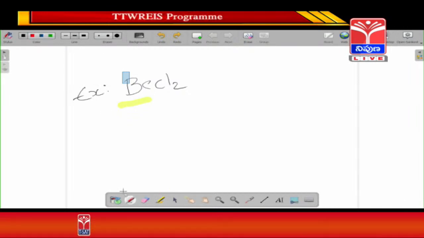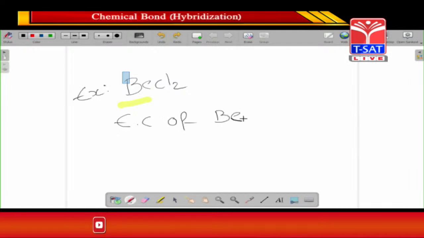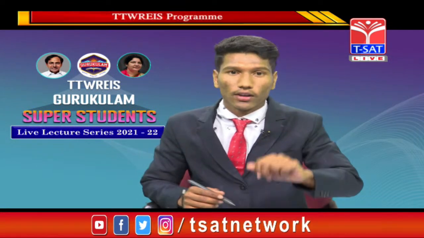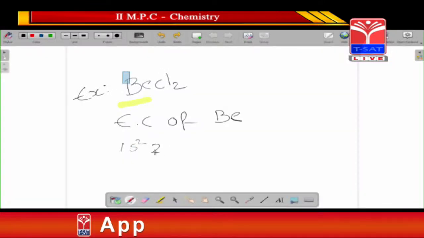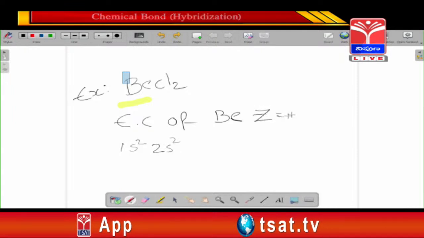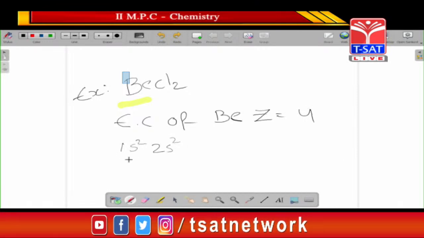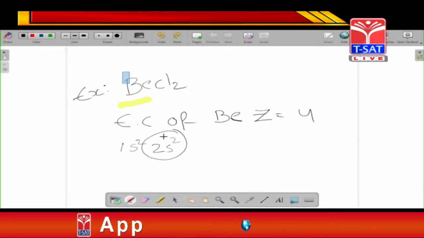So we will write the electronic configuration of beryllium. Why are we taking beryllium? Because beryllium is the center atom of this hybridization. We write 1s2, 2s2. Here beryllium has Z equal to 4, so the atomic number of beryllium is 4. 2s2 is the outermost shell, so it will take part in hybridization.